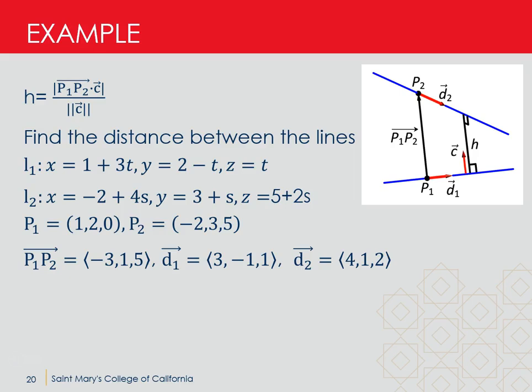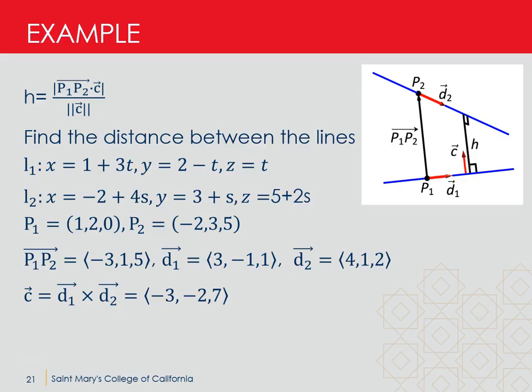And then we also need the direction of the two lines. But again, that's very obvious. For the first line, it's 3, negative 1, 1. Second line, 4, 1, 2. And using the directions, D1 and D2, for each line, we can find the cross product of those to find the direction C, right? It's perpendicular to both. So we take the cross product of D1 with D2 and we get negative 3, negative 2, 7. And that is our direction C.